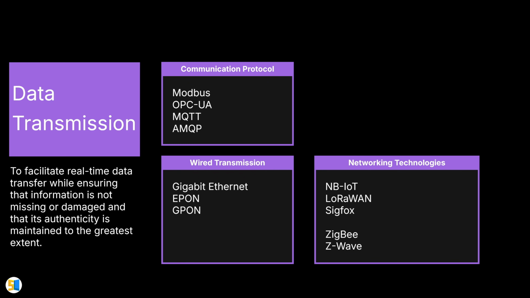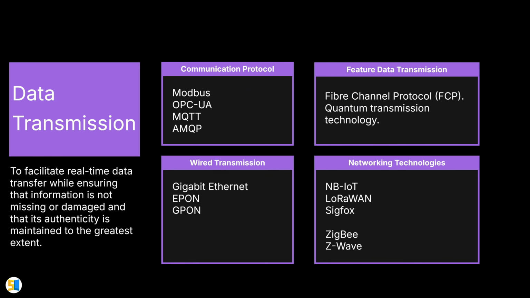Networking technologies that are usually used in DTs are NB-IoT, or Narrowband Internet of Things, LoRaWAN, Long Range Wide Area Network, and Sigfox. These three are low power wide area networks, or LPWAN. And then we have Zigbee and Z-Wave, which are short-range wireless communication protocols, usually for smart home systems.